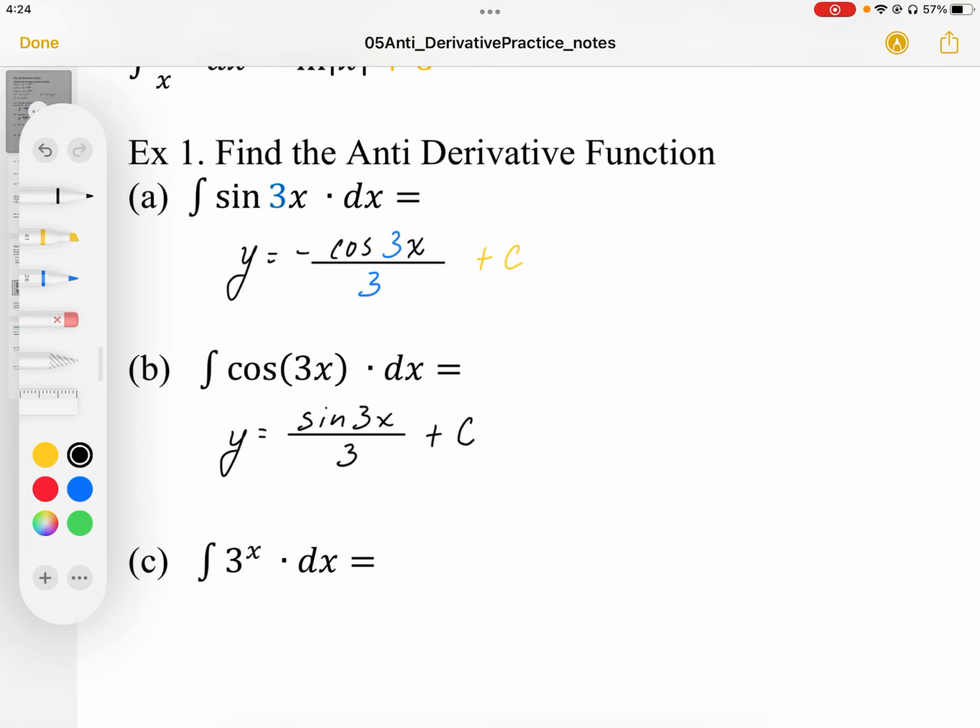For the exponential function, the antiderivative is going to be itself. So I'm going to end up with 3 to the power x. However, because it's not a base e, we need to account for that non-base e by dividing by log of the base, or log 3. And again, don't forget the plus c that we have to account for.